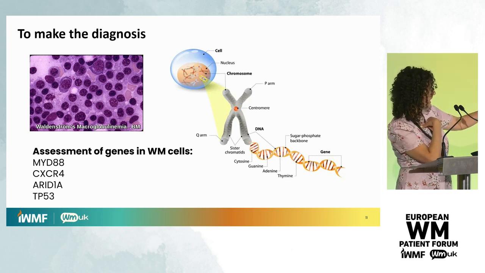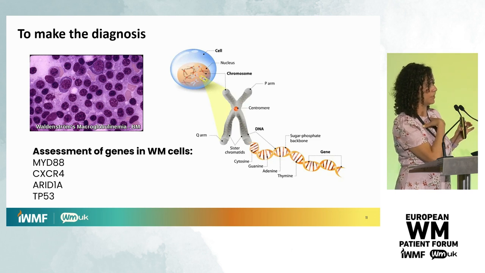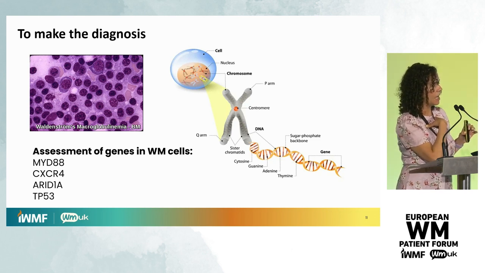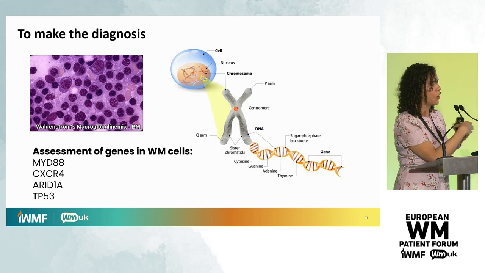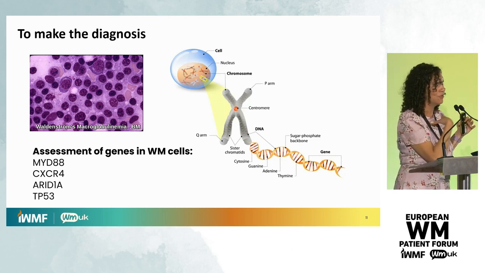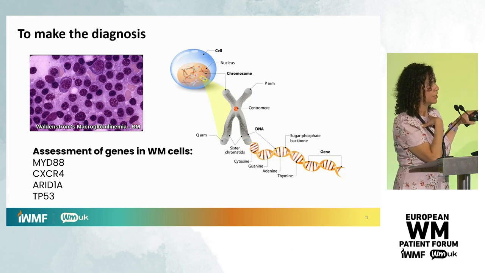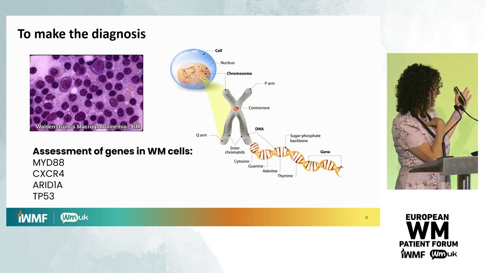So we can look for mutations in the different genes, and this should be standardly done on all diagnostic samples now in the UK at least. And often different centers do things slightly differently, but certainly in our center, we will look for a panel of genes that we know may be mutated to help us try and work out what the diagnosis is. So some of you may be aware of some of these genes. You may know whether they're mutated or not in your case, but these are some of the ones that we know can sometimes have essentially what we call a mistake in the gene. So MYD88, CXCR4, ARID1A, and TP53.